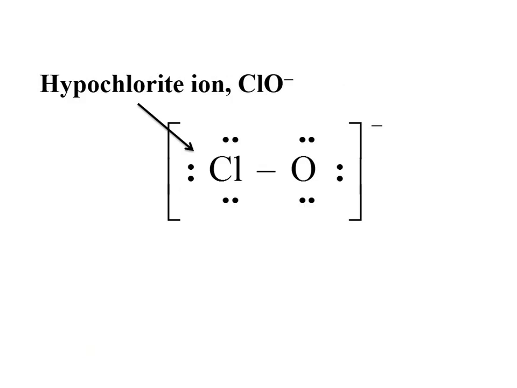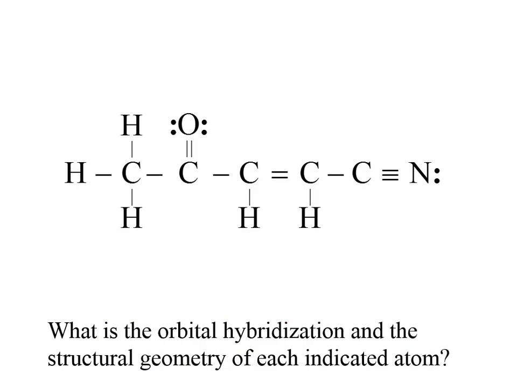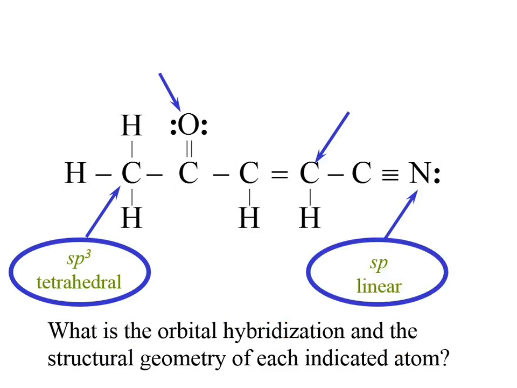For that chlorine atom, we have 3 lone pair electrons, 1 sigma bond, sp3 orbital hybridization. No bond angle, right? Okay. And we did this. We did a couple of them anyway.